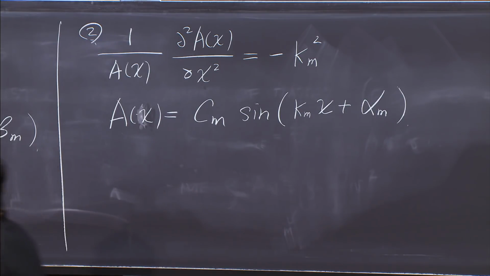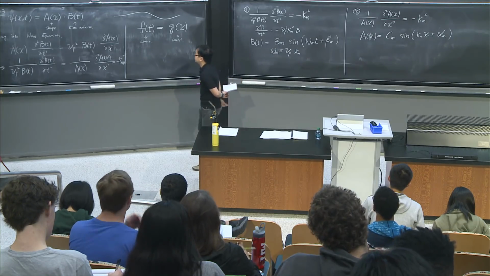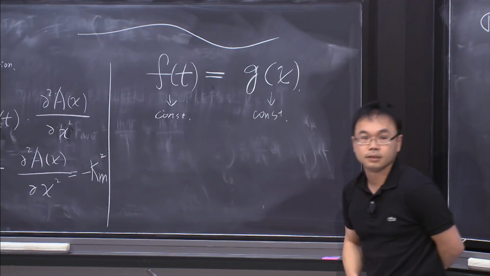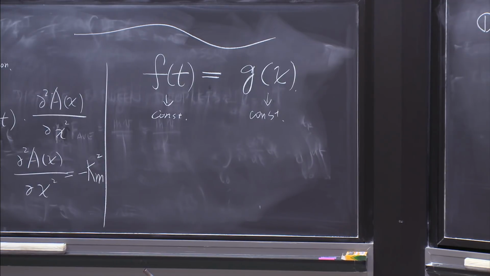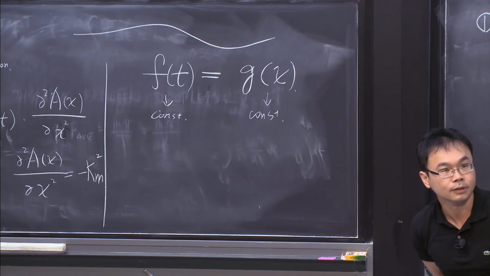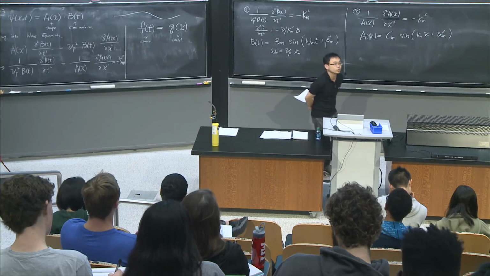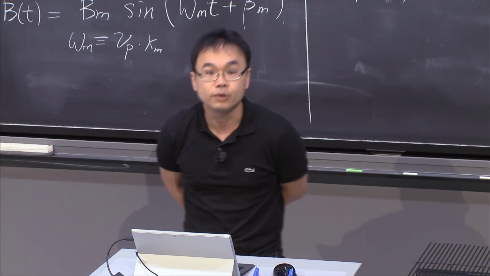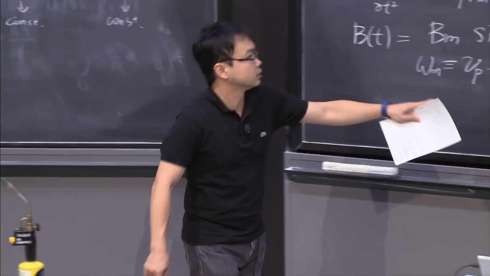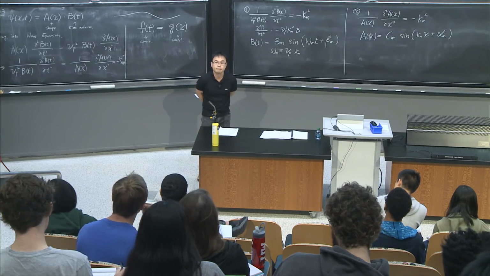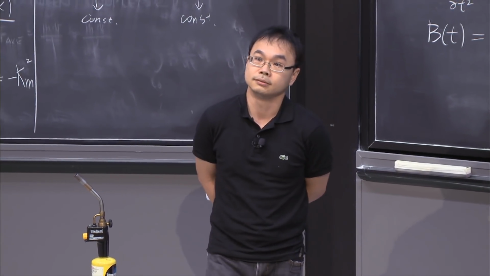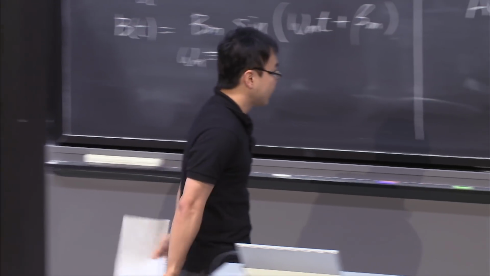So until now, you accept the fact that f of t and g of x have to be the same constant, and I call it minus kn squared. And I didn't actually tell you what kn I'm choosing, right? In reality, according to this result, kn can be anything, any number, as long as it's a constant, right?